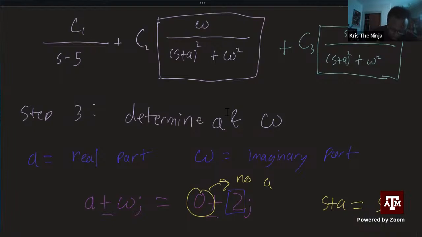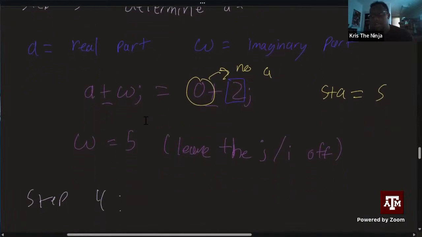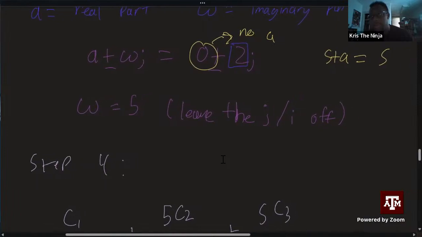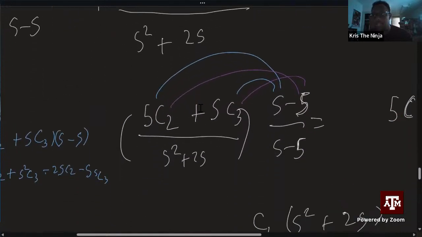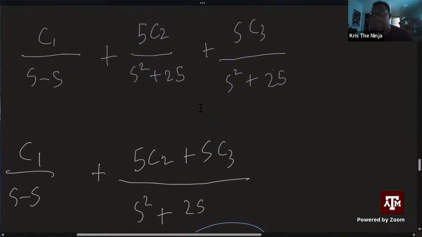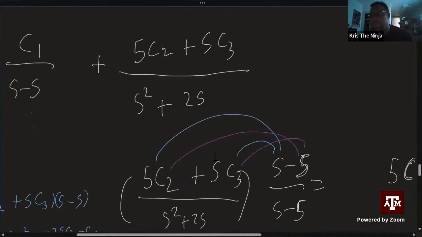And you're trying to determine A and omega. The real part is A, the imaginary part is omega. You got to leave the I or the J off. Step four, you plug in those values. You just start doing stuff like that. Basically, you are able to combine these because these have the same denominator, so you're able to combine them.